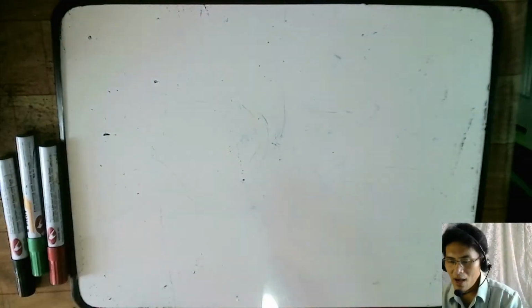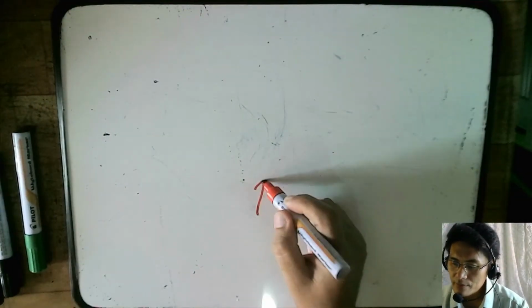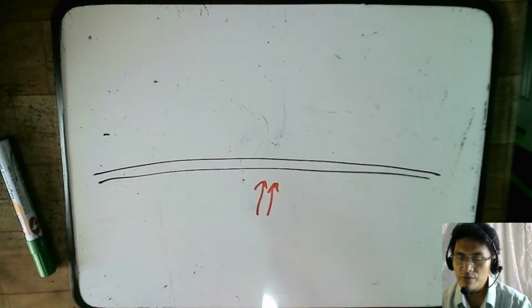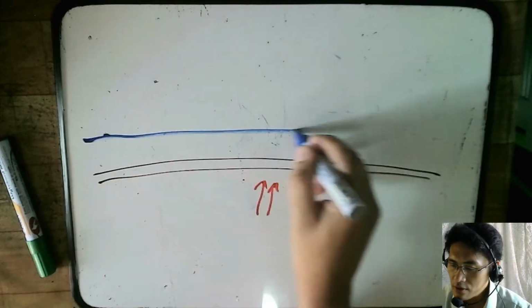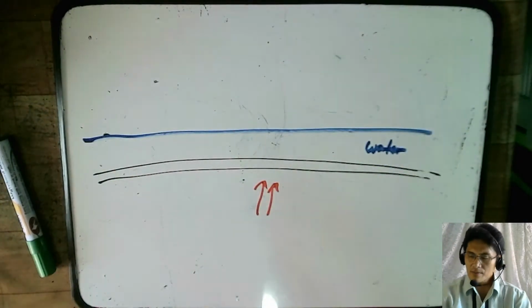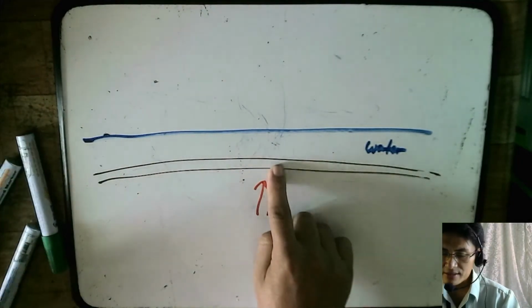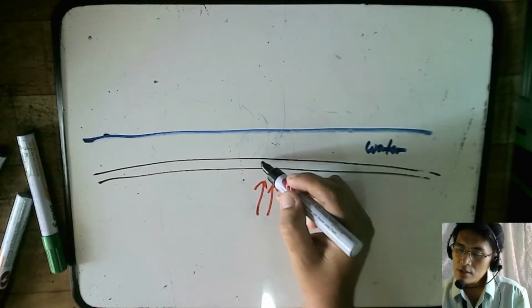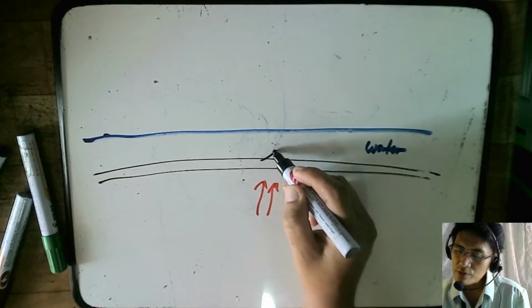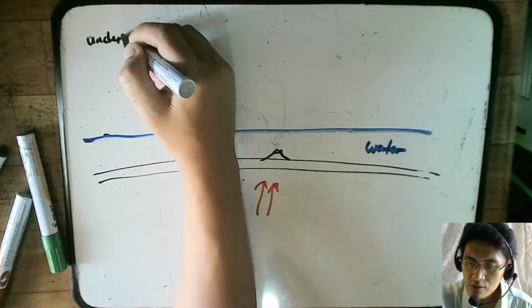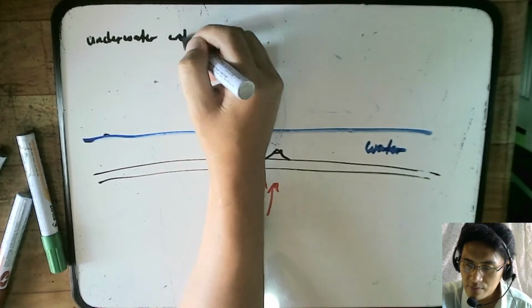Okay, so what if a hotspot is underneath an oceanic floor? So if this is the ocean floor, and let me draw the sea water. So this is the oceanic water. Obviously, because the hotspot is hot enough to melt the oceanic floor, they would cause the materials to punch through, and therefore you create underwater volcanoes.